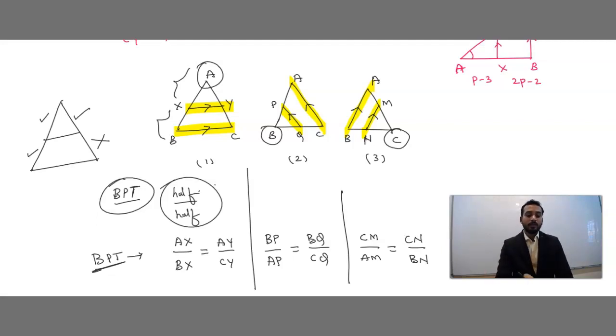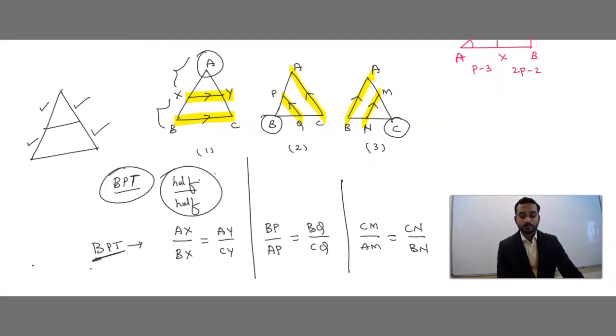One more case when we should apply BPT: he has given all the 4 halves. He has given in the problem all the 4 half sides, and in that he is asking us to find some unknown, P or X or M. Find P, find X, find K. Then we should apply BPT. If he has given all the 4 halves, we have to apply BPT. Or he has given 3 halves and asked to find one more half, then also we have to apply BPT.